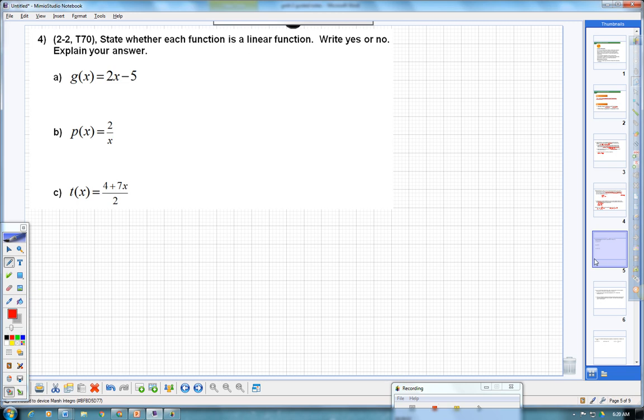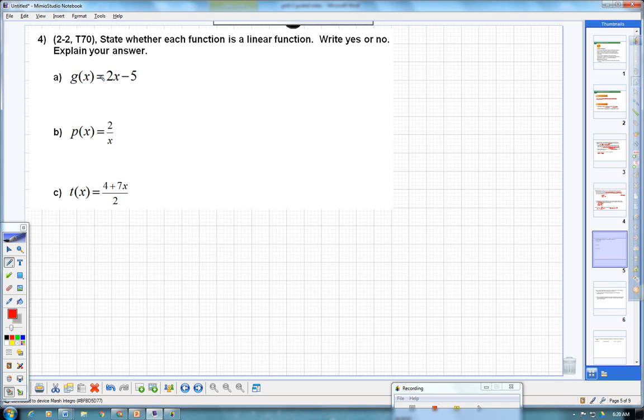Moving to our first few examples, if you want to find your guided notes packet, we're switching lanes here. In the separate guided notes packet: state whether each function is a linear function. Write yes or no. Explain your answer. So I'm just going to write yes or no, and then I'm going to explain the answer verbally.